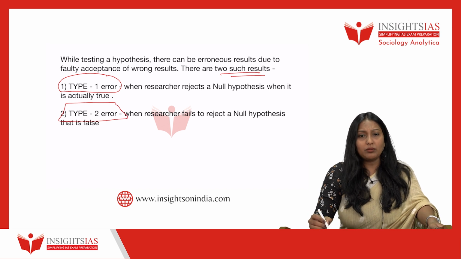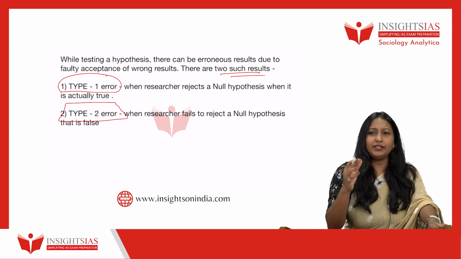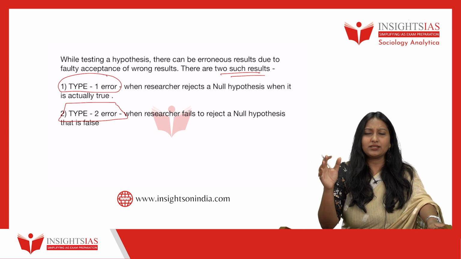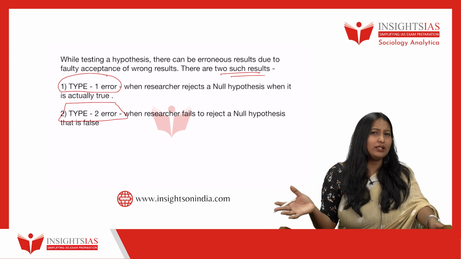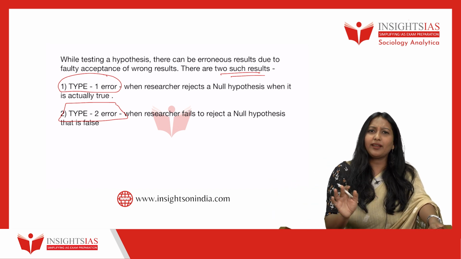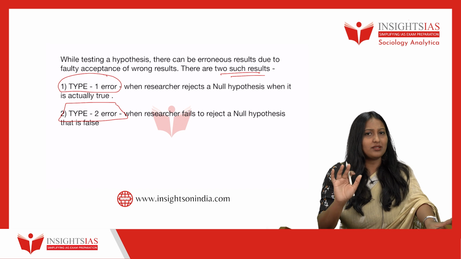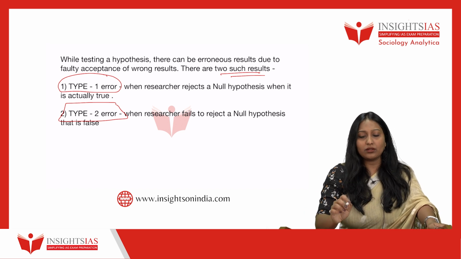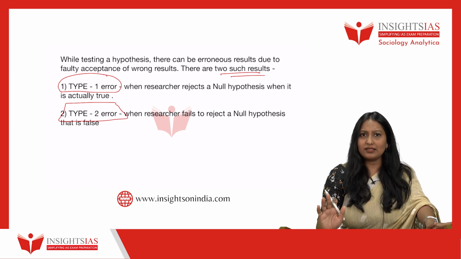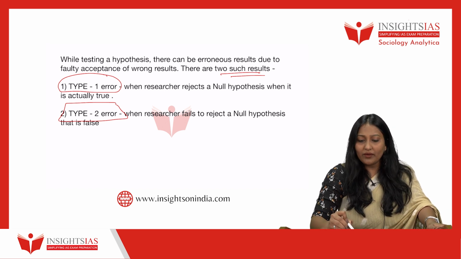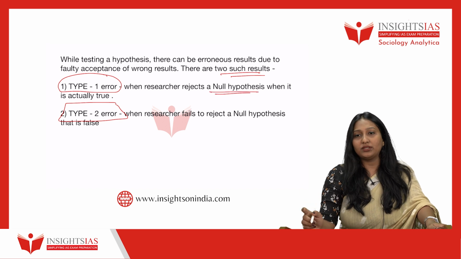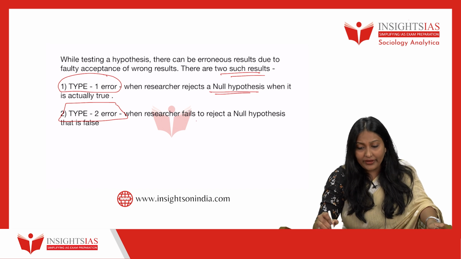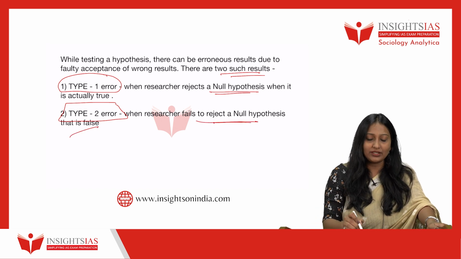Whenever we study hypothesis, we talk about null hypothesis, alternative hypothesis, scientific hypothesis. But the question is not asked, so let's not write unnecessarily. Whatever is in the question, just write only that much. So what is type 1 error? You can simply write that, which is more than sufficient. Type 1 error is when a researcher rejects a null hypothesis when it is actually true. And type 2 error is when a researcher fails to reject a null hypothesis when it is actually false.